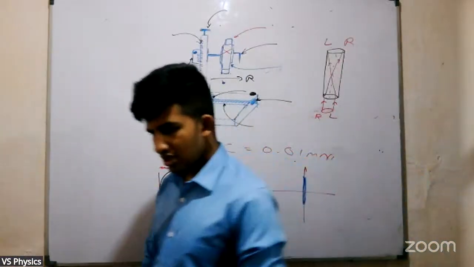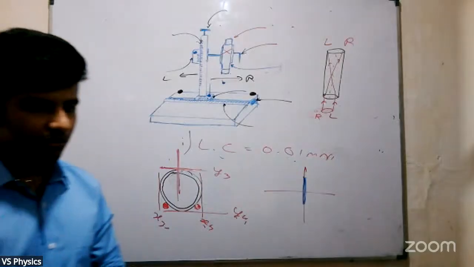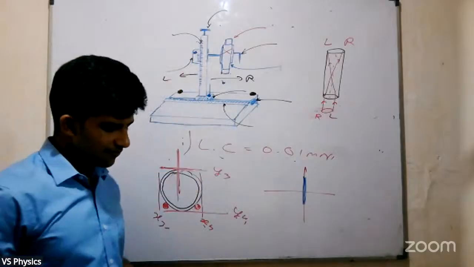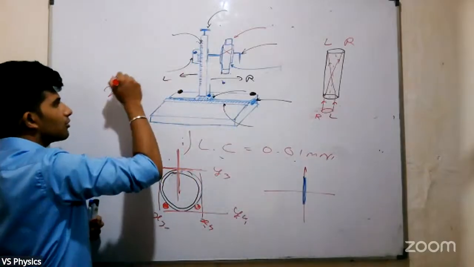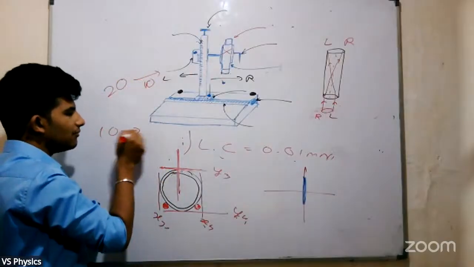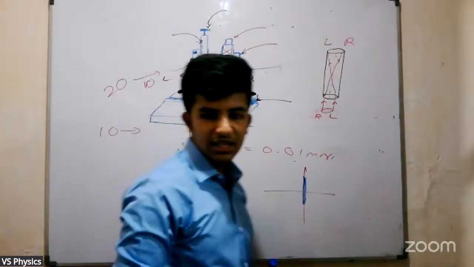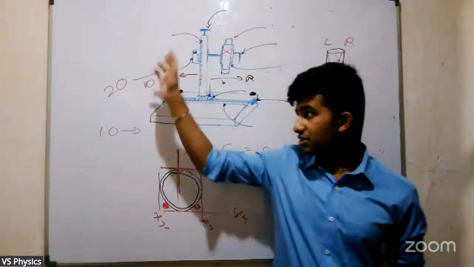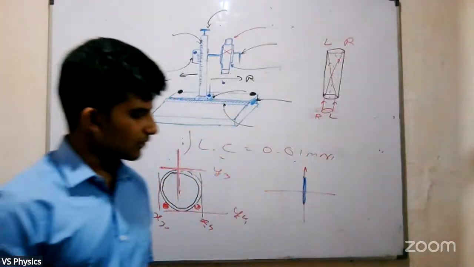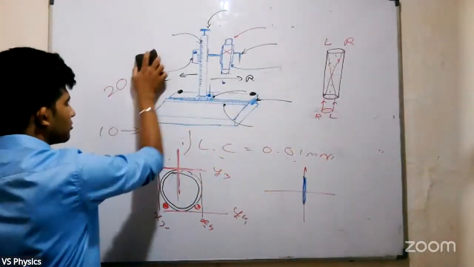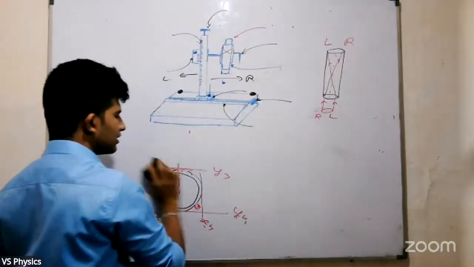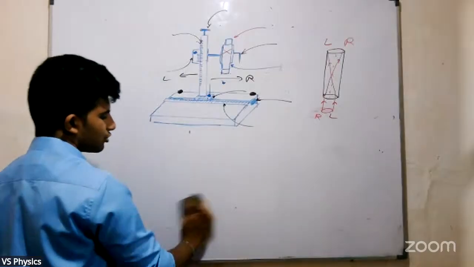Okay, this is actually a completely different experiment. But if we check past papers, we have a traveling microscope question for 20 marks: 10 marks is for the traveling microscope, and another 10 marks is for the refractive index of a glass. These two normally come together, that's why I have added it here. I think there's no doubt in finding the measurement with a traveling microscope.